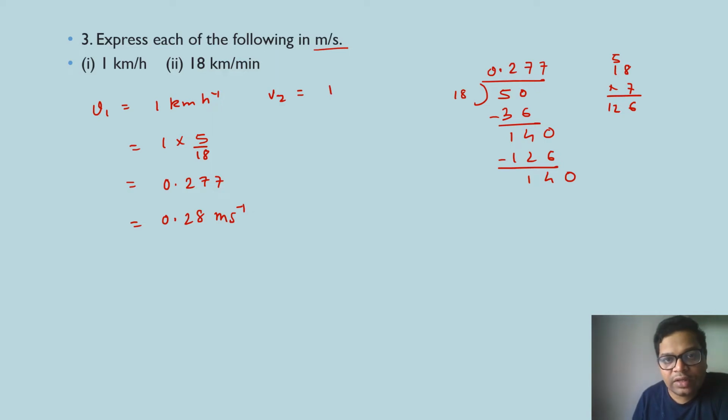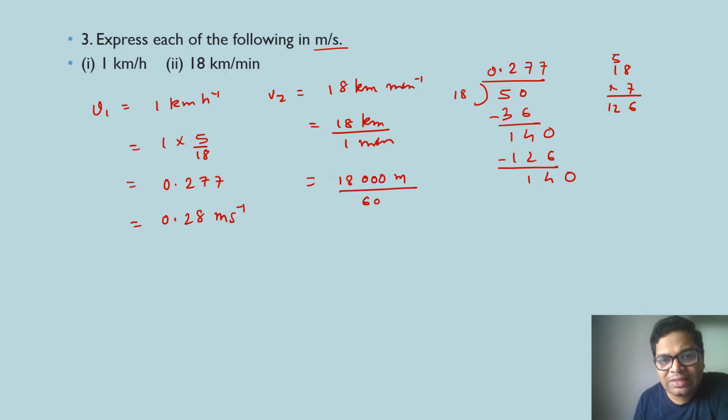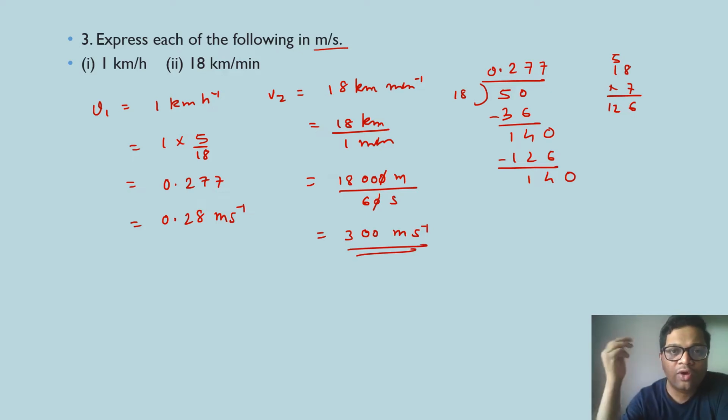The second one is 18 kilometer per minute. That means it is 18 kilometer upon 1 minute. Now you want your answer in meter per second, so what can we do? We can write 18 kilometer as 18,000 meters and 1 minute as 60 seconds. So 6 3s are 18, so 300 meter per second. Some of you can also convert kilometer per minute into kilometer per hour and then into meter per second. That is also okay.